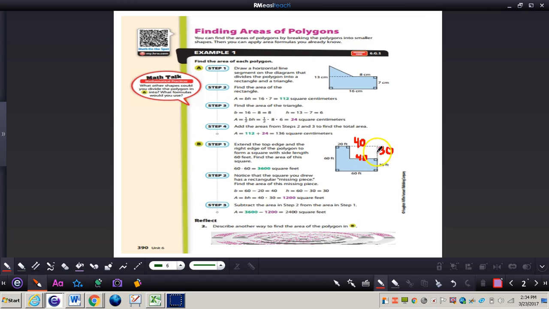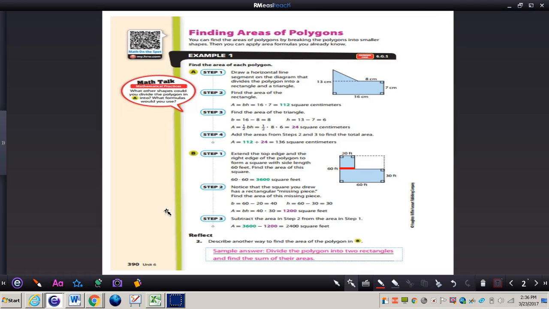Now we have the area of this shape right here is going to be 40 times 30, which will give us 1,200. If you remember, the original area that we had was 3,600. So we're going to take that 3,600 minus 1,200, and that's going to give us the area of 2,400 square feet. So that's another way of doing this.